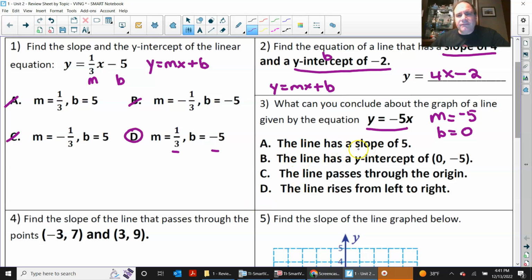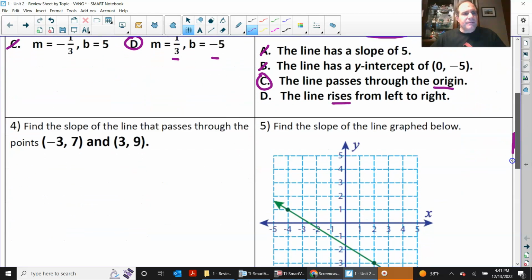So this line has a slope of 5. Well, it doesn't have a slope of 5. It has a slope of -5. So that's out. The line has a y-intercept of 0, -5. No, the y-intercept is 0, 0. The line passes through the origin. Yep. The line passes through 0, 0. The y-intercept is 0. The line rises from left to right. No, it's going down from left to right because it has a negative slope. So that is it. It goes down from left to right.